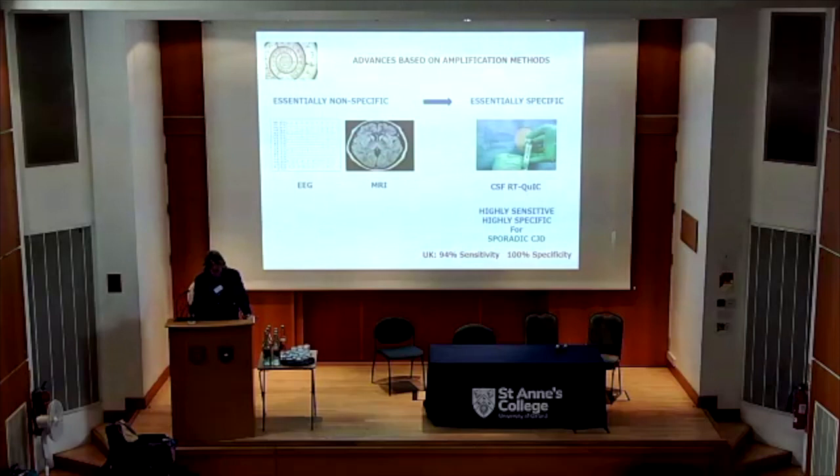In the UK, 94% of cases of sporadic CJD have a positive test. That means occasionally they don't. But so far, we've not seen a positive test in someone who's turned out to have another disease.